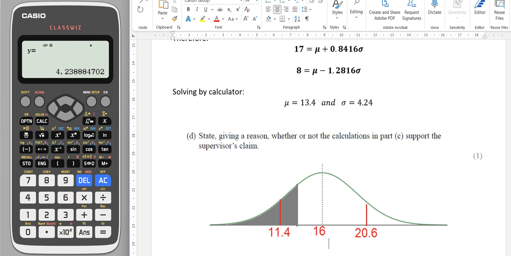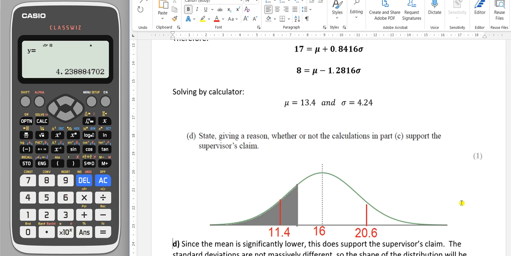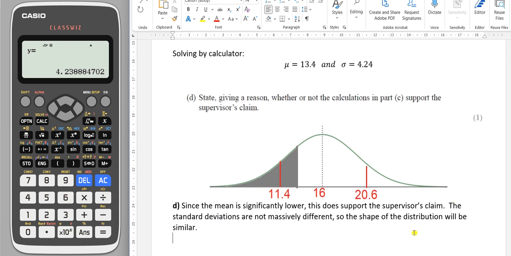I'd be tempted to write here something along the lines of, since the mean is significantly lower, this does support the supervisor's claim. The standard deviations are not massively different, so the shape of the distribution will be the same. There's evidence that we're still dealing with a similar sort of range, similar variation. 4.24 is similar to the 4.6 something we had before, but the mean is lower.